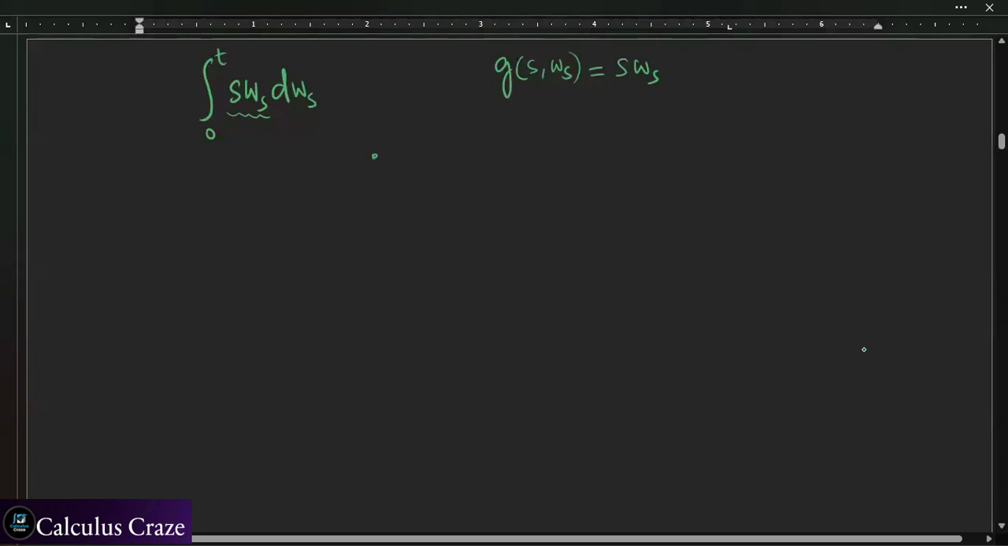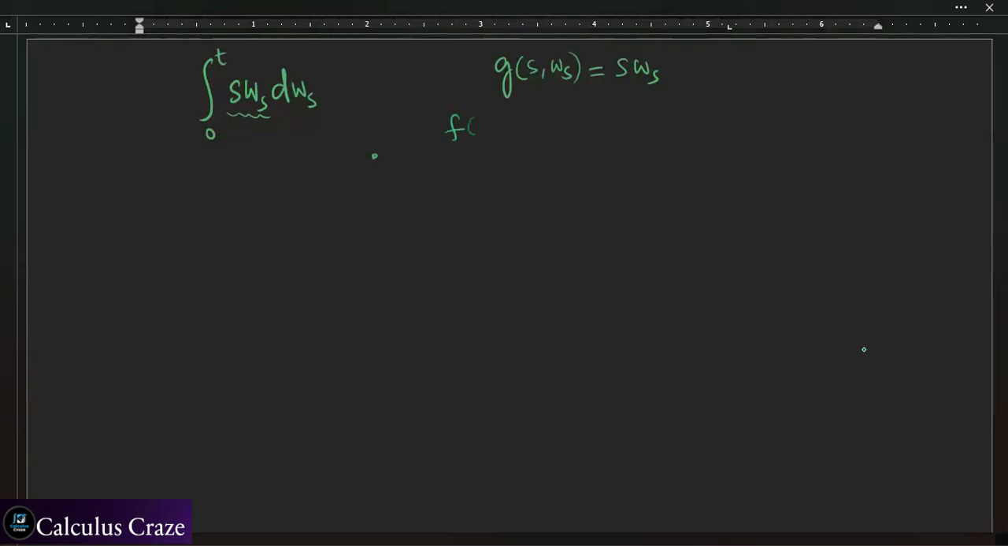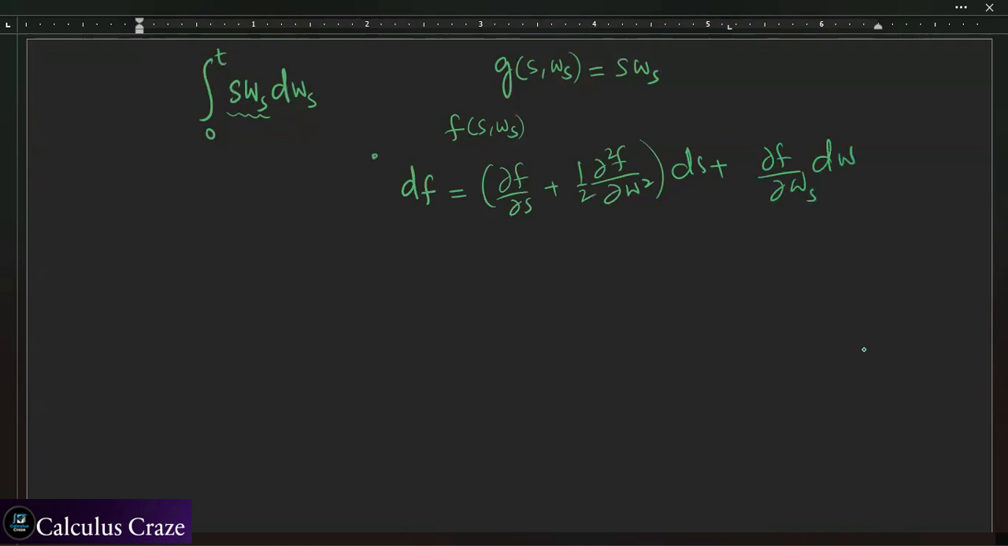So when my function f depends on s and W_s, or t and W_t, no problem at all, in that case my differential looks like this: df equals the partial derivative of f with respect to s plus 1/2 the second partial derivative of f with respect to w, times ds, plus the partial derivative of f with respect to w times dW, right?